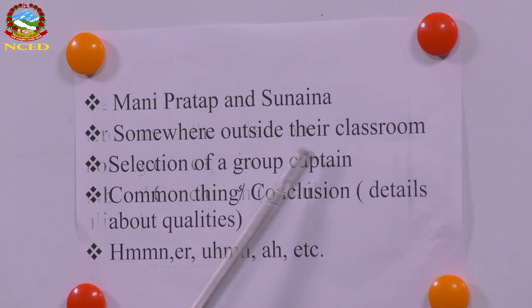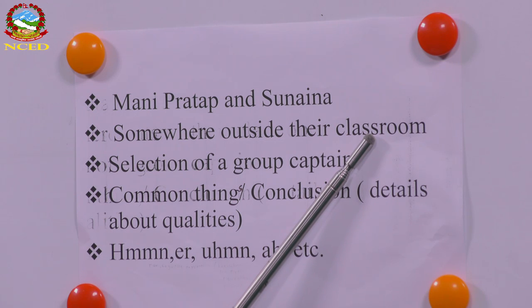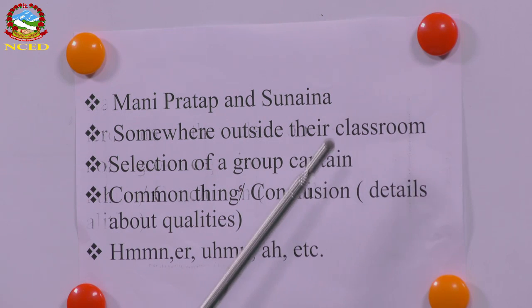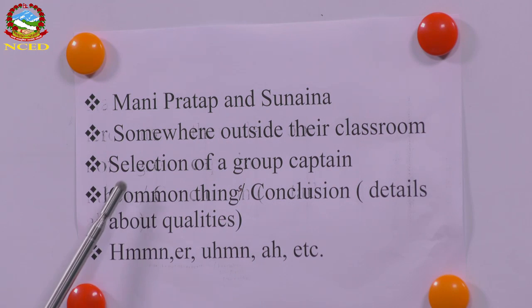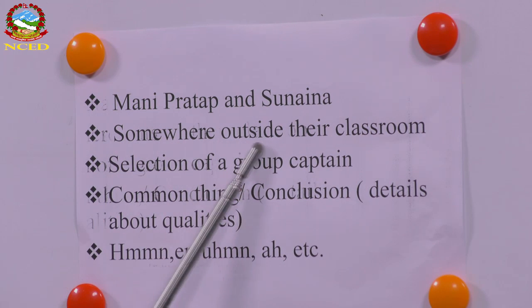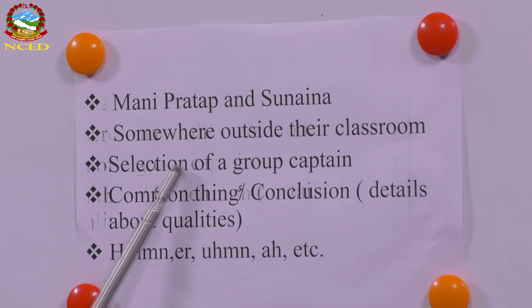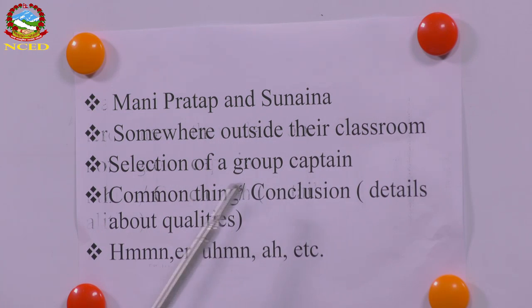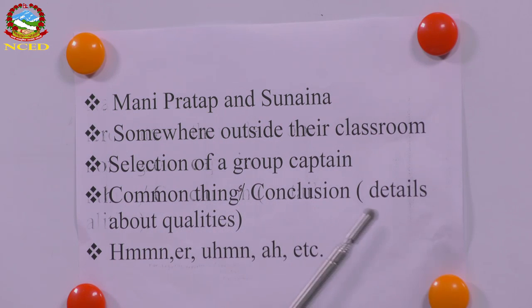Somewhere outside their school, outside their classroom, because that's why they say we might be late. Let's go to our school. Hurry up. Let's say something like that. So somewhere outside the school, selection of a group captain. Common thing or conclusion. Details about the qualities. And have you noticed that we saw some group of letters? So these are the 5 elements that are found in a dialogue.